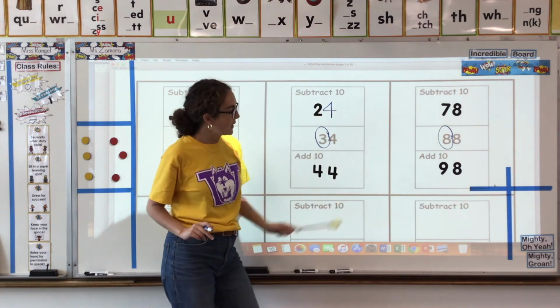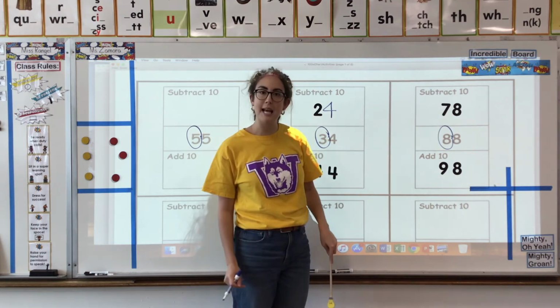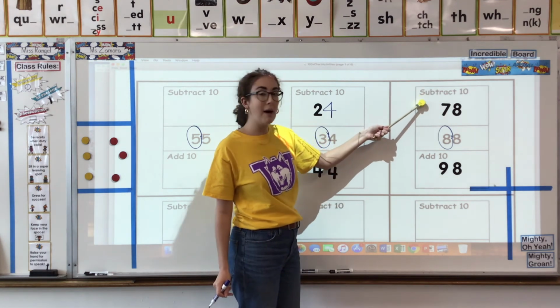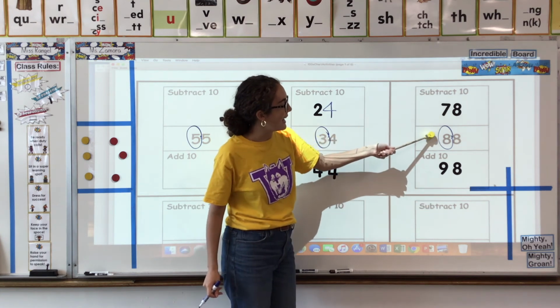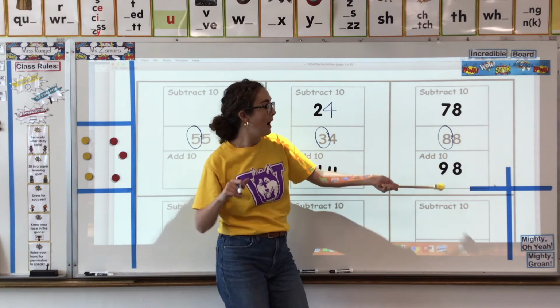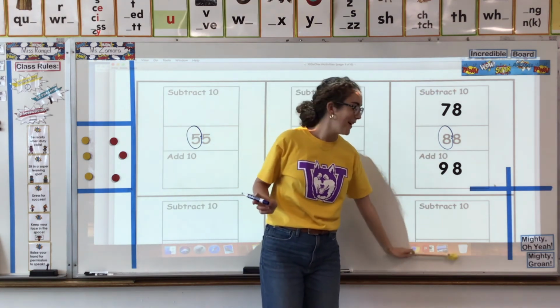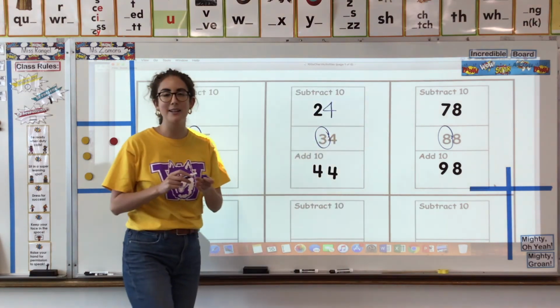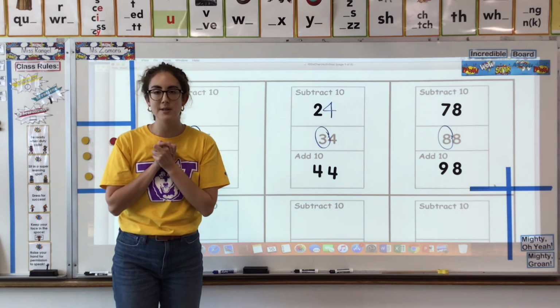So look, we created a skip counting pattern. All that changed was our tens place. Can you skip count up with me? Here we go. 78, 88, 98. Can you skip count down with me? 98, 88, 78. Awesome job, Super Scholars. I love seeing us building our math skills.